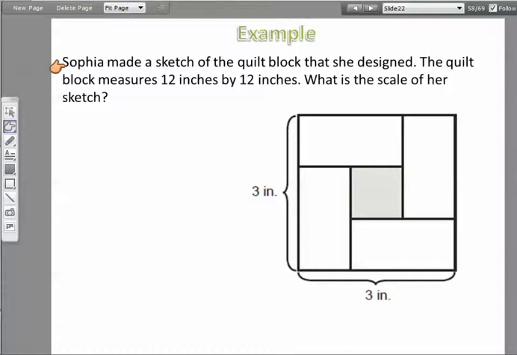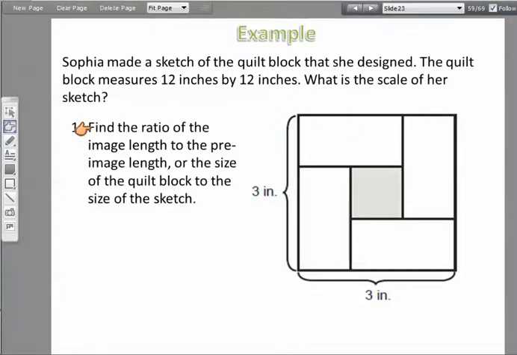Okay, so Tina made a sketch of the quilt block that she designed. The quilt block measures 12 by 12 inches. What is the scale of her sketch? Well, here's her sketch, and it's 3 by 3 inches. Her actual block is 12 by 12. So the actual block is going to be my pre-image. The sketch is going to be my image.